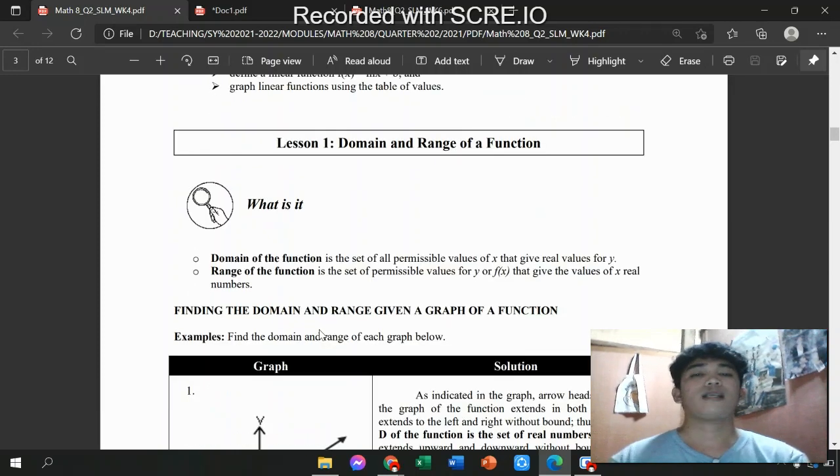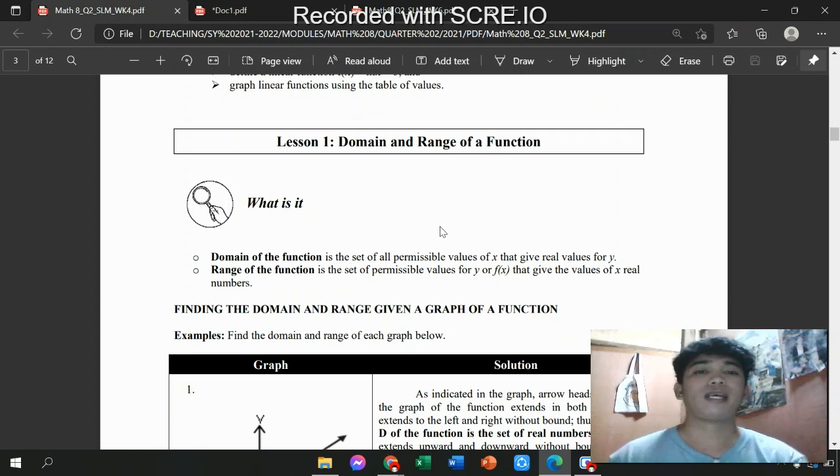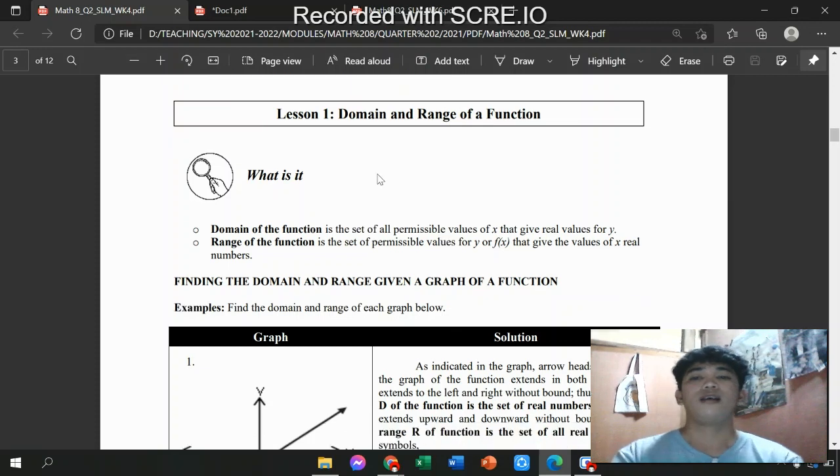If you can remember, there is also a domain and range in a relation. The domain is all the first coordinates of our ordered pairs, the range is all the second coordinates of our ordered pairs, or the domain is all the x, the range is all the y. Now, we also have domain and range of a function. So let's read its definition.